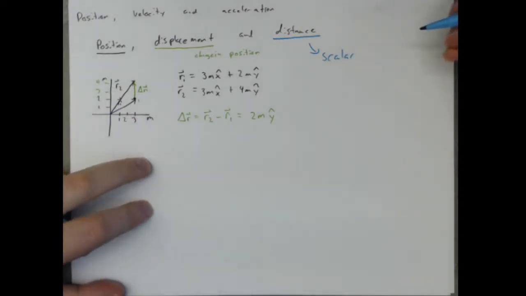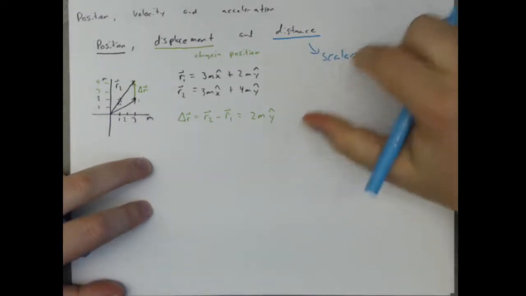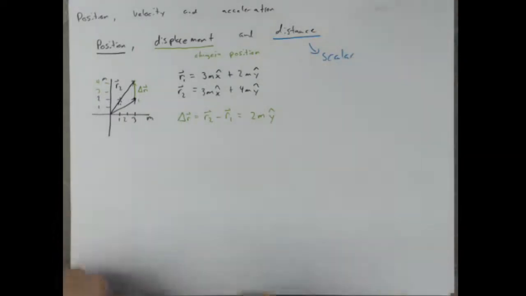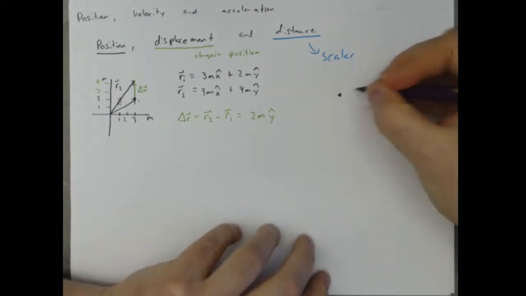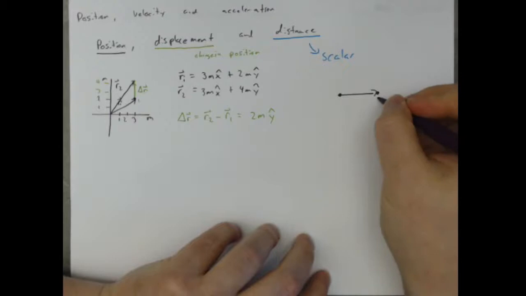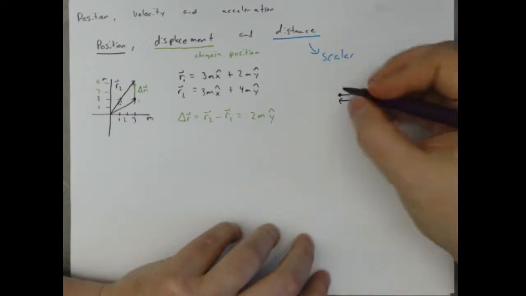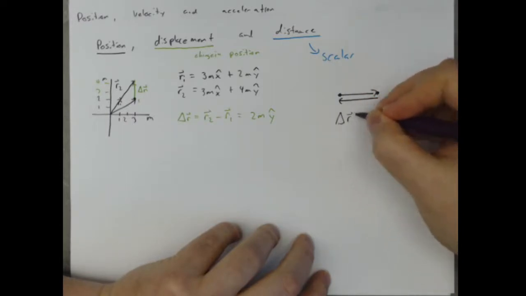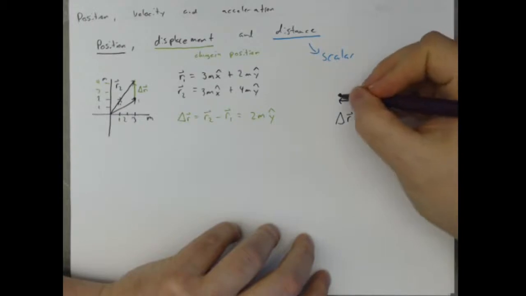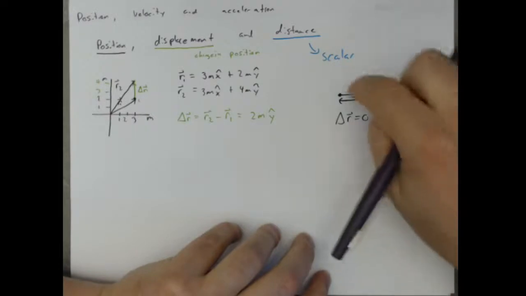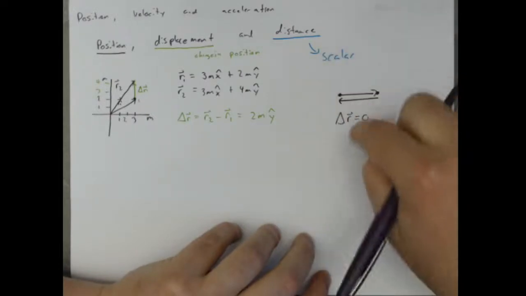Distance doesn't care about direction. It's just the total amount you've traveled. So a key difference between distance and displacement is if I start here and I move a certain distance to the right and then stop, and then move and go back to where I started, then my displacement vector is actually 0, because I started and stopped in the same spot. I would have one displacement and then another displacement, but the total displacement is 0.